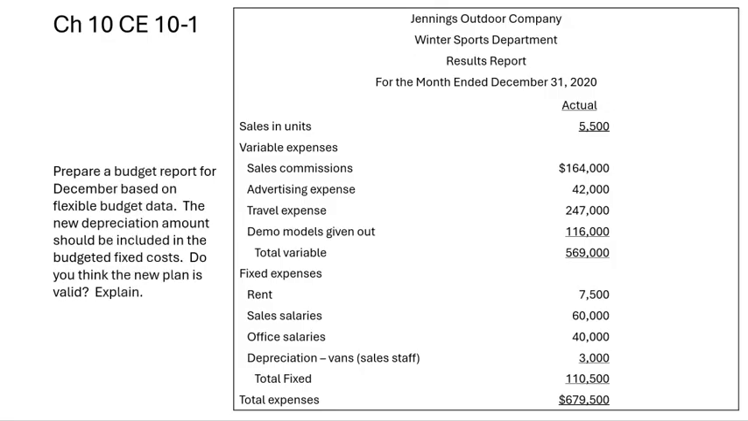Now we're going to prepare the budget report for December based on the flexible budget data. So we're going to use the new per unit $31 for sales commissions, $8 for advertising. The other two will be the same. We're going to do that for 5,500 units. And now that it's the next month, we know that the depreciation is higher, so we're going to include that higher depreciation amount in the budget amount. And then we'll see if that new plan is valid.